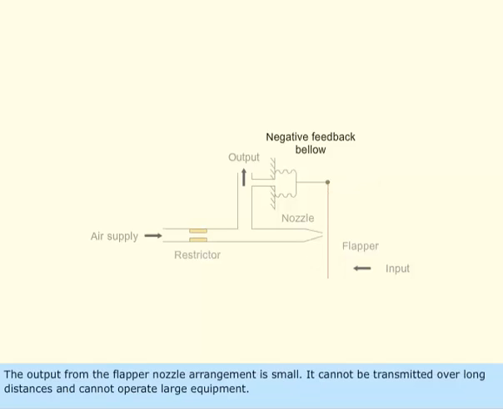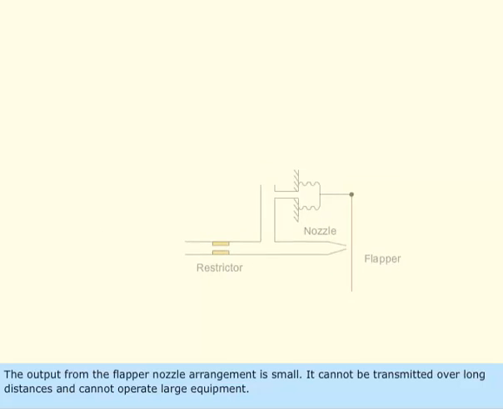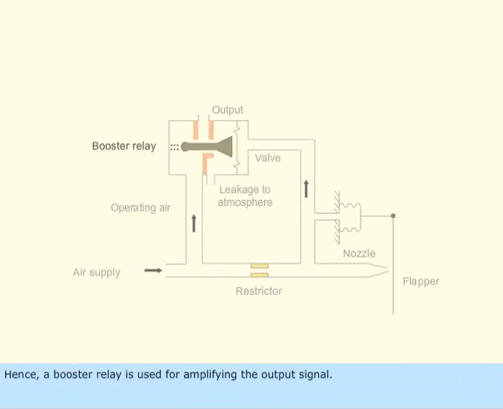The output from the flapper nozzle arrangement is small. It cannot be transmitted over long distances and cannot operate large equipment. Hence, a booster relay is used for amplifying the output signal.